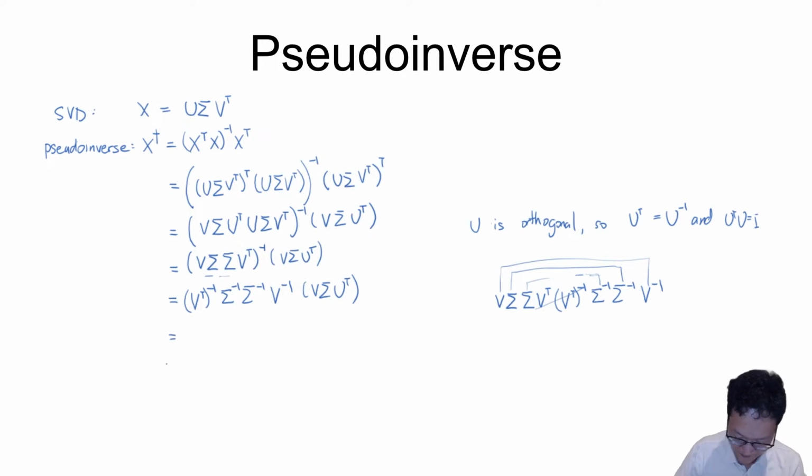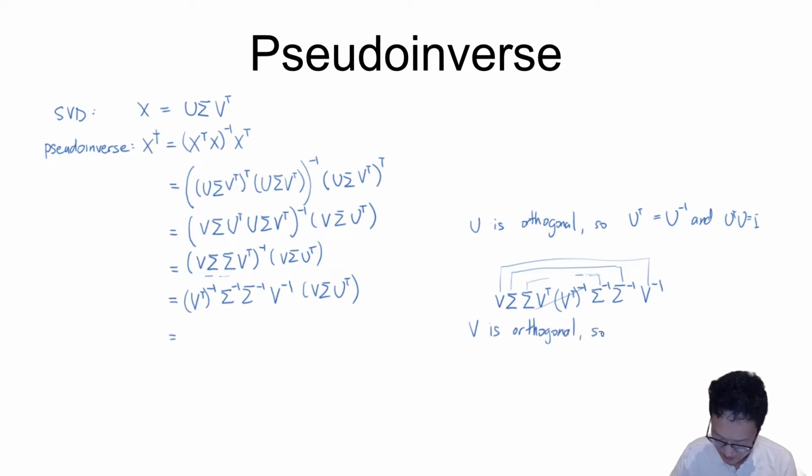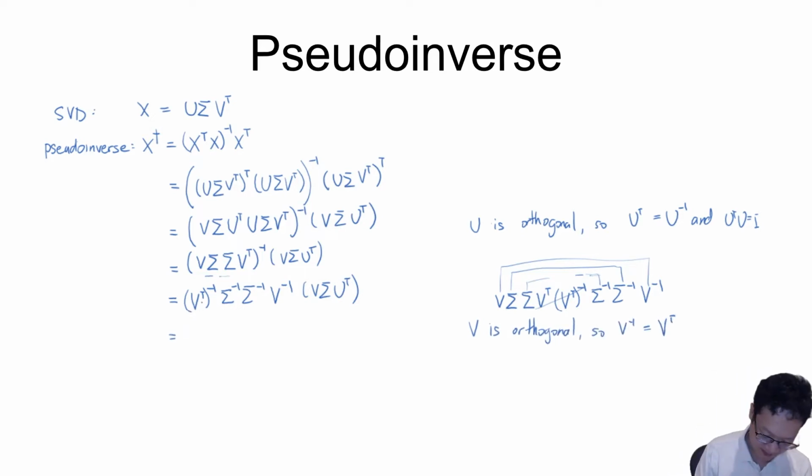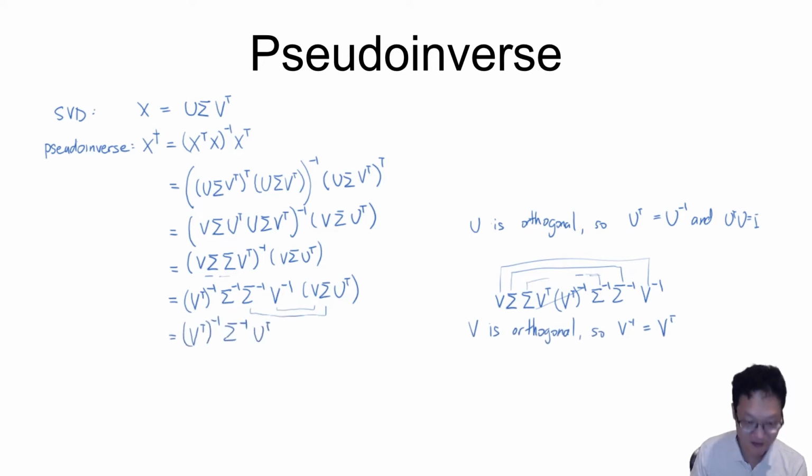Okay, so now we can also use the fact that V is orthogonal, so V inverse is just V transpose. So everywhere we had an inverse, we transpose. Actually, maybe we don't even need this. Let's just work from the inside, looking at where we have an inverse multiplying the non-inverse of the same matrix. So that becomes identity. Sigma inverse sigma becomes identity. And what we have left is V transpose inverse, sigma inverse, and then U transpose.